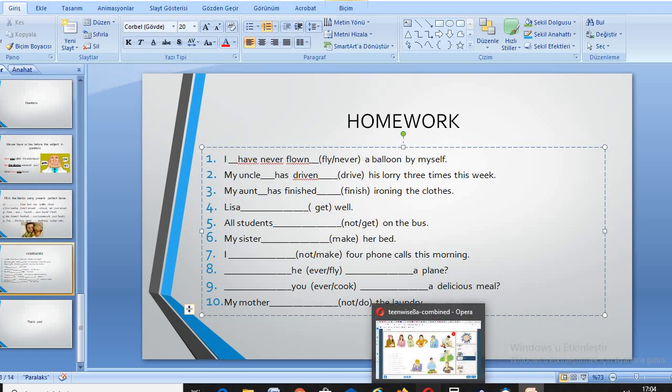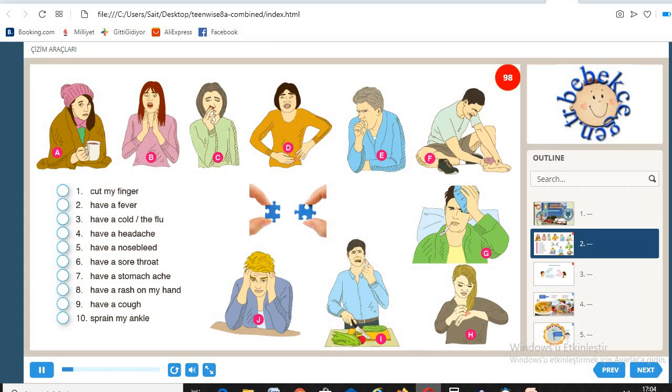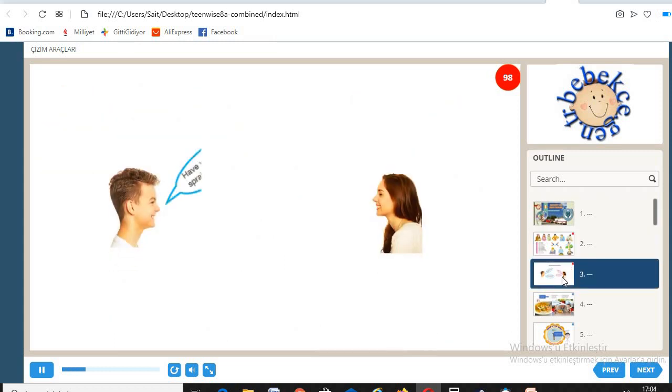This time, let's go back to our book. As you know, we learned these illnesses. What's fever? It's temperature, flu, headache, nosebleeds. Sore throat. Sore throat, it's the ache in your throat. So where is sore throat? Yes, B is sore throat. Now look at the question.